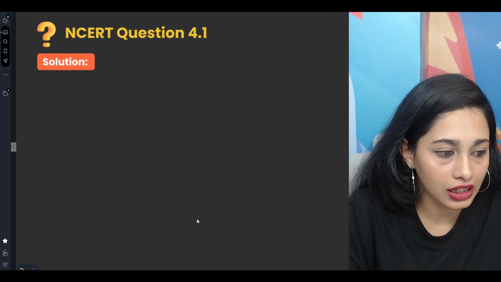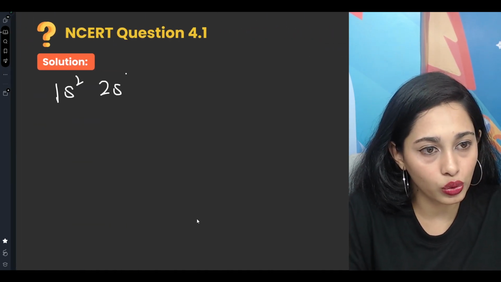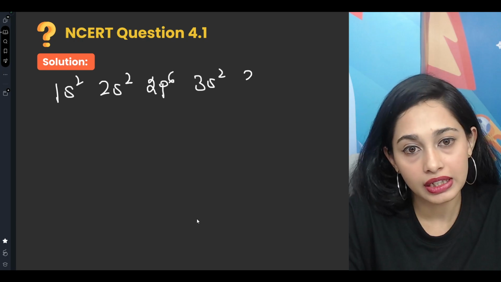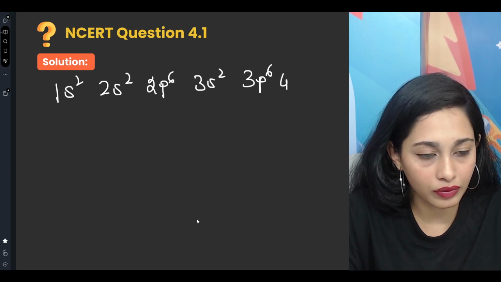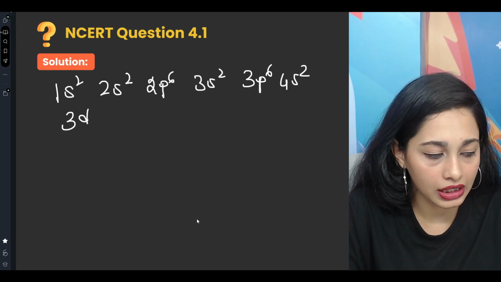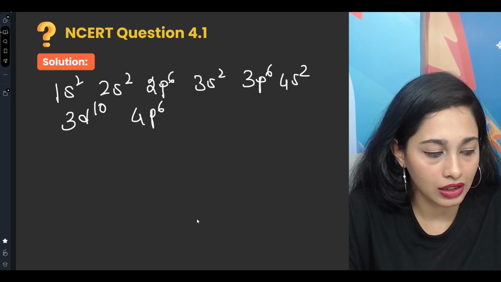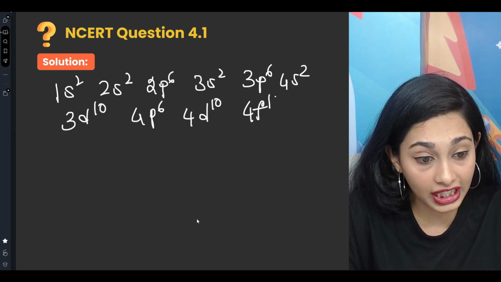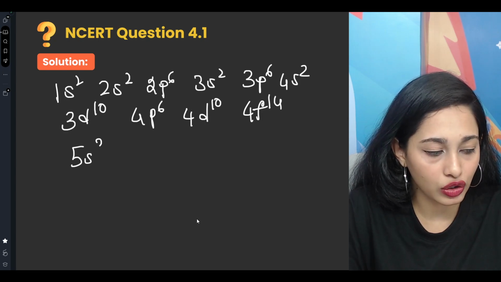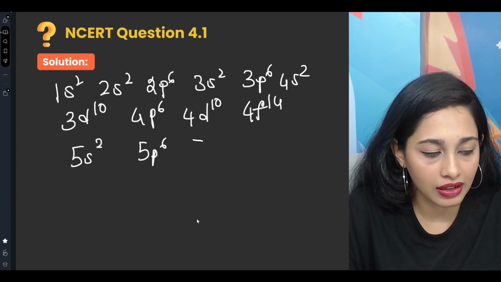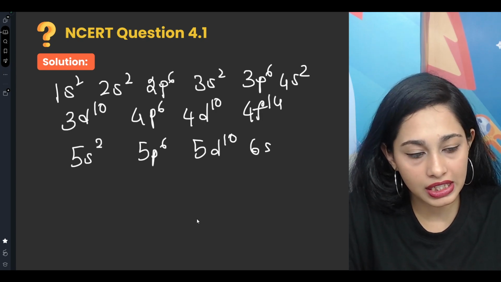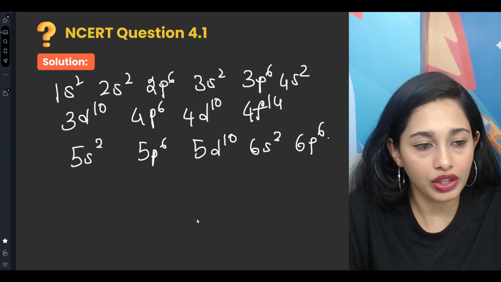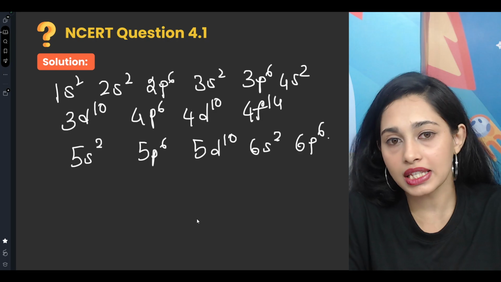If we write in detail, it is going to be 1s2, 2s2, 2p6, 3s2, 3p6, 4s2, 3d10, 4p6, 4d10, 4f14, 5s2, 5p6, 5d10, 6s2, 6p6. This is the electronic configuration of the thorium 4 plus ion.